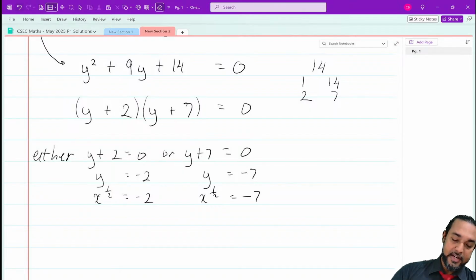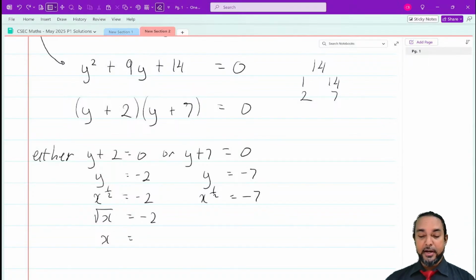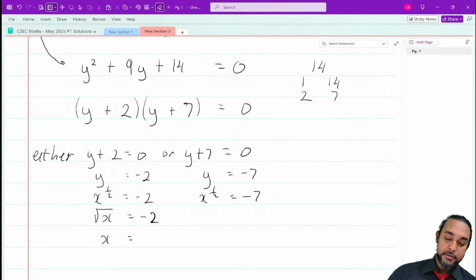Right, now, of course, x to the half is the square root of x. So if the square root of x is minus 2, how do we undo a square root? To undo a square root, we simply have to square both sides. When you square the root of x, you're going to get back x. And when you square minus 2, so what happens when you're squaring a number? You multiply it by itself. And when you multiply a negative by a negative, you get back a positive.